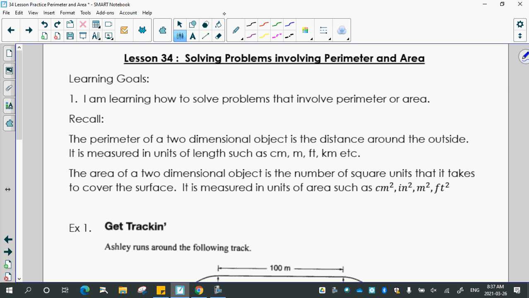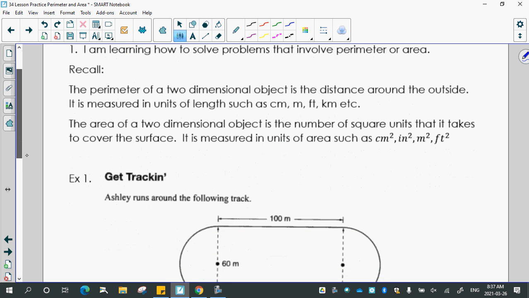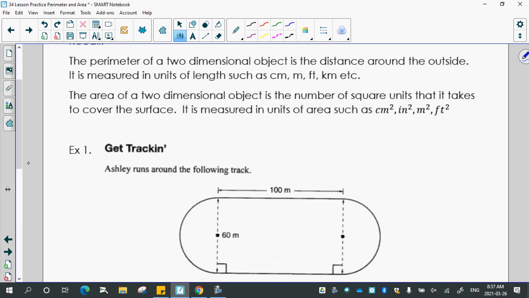Recall the perimeter of a two-dimensional object is the distance around the outside. It's measured in units like centimeters, meters, feet, kilometers, etc. The area of a two-dimensional object is the number of square units it takes to cover the surface. So for me, when I use a highlighter, if it's perimeter, I just highlight the outer edge. If it's area, I color it in. That helps me remember the difference between the two. For area, the units are centimeters squared, inches squared, meters squared, etc.